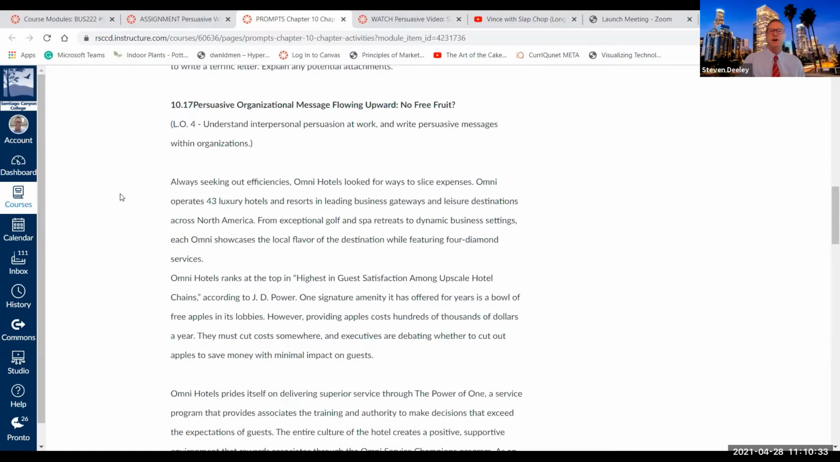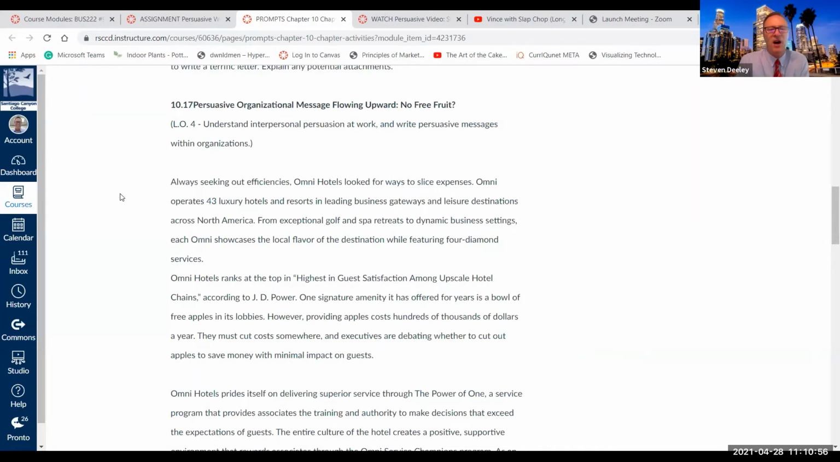10.17, Message Flowing Upward, No Free Fruit. Let me just go ahead and read it to you. After seeking out efficiencies, Omni Hotels look for ways to slice expenses. Omni operates 43 luxury hotels and resorts in leading business gateways and leisure destinations across North America, from exceptional golf and tennis spots. Okay, so they have awesome resorts.